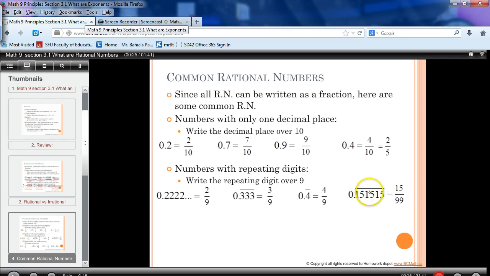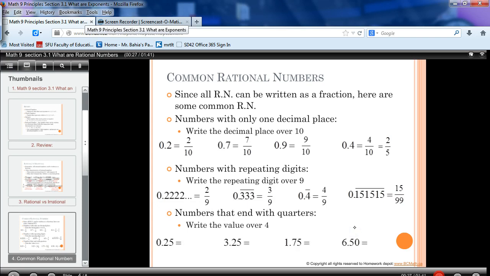And again, if you had three numbers, let's say you had 0.542, 542, 542, that's three numbers repeating. You put 542 over three 9s, 542 over 999. A neat little trick about the nines. And of course, numbers that end in quarters, like 0.25, obviously they are rational numbers as well.